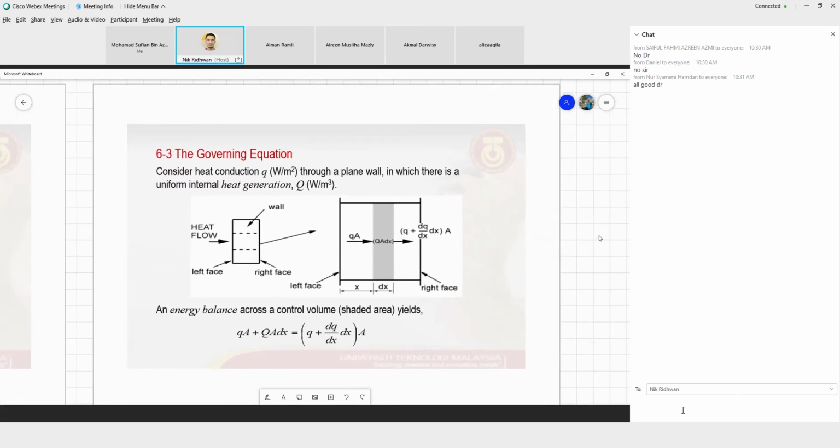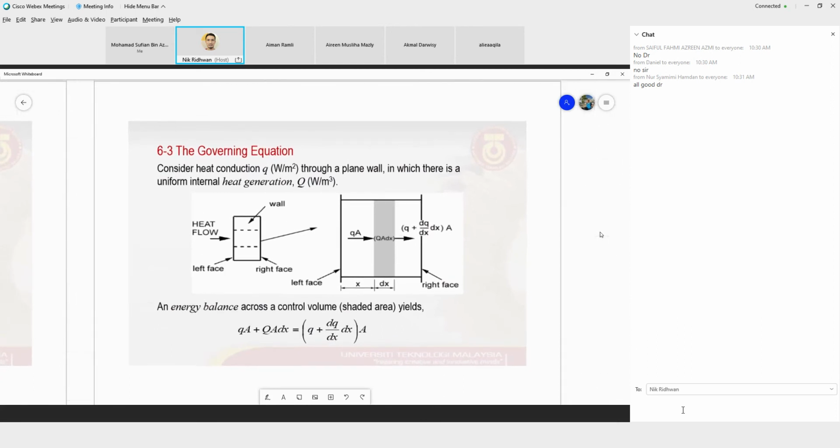In terms of the governing equation, we consider the heat conduction, which is given by Q. The unit is watt per meter square, so watt per unit area through a plane. Let's say we have a plane wall. This is the left face, and then the right face on the right hand side.